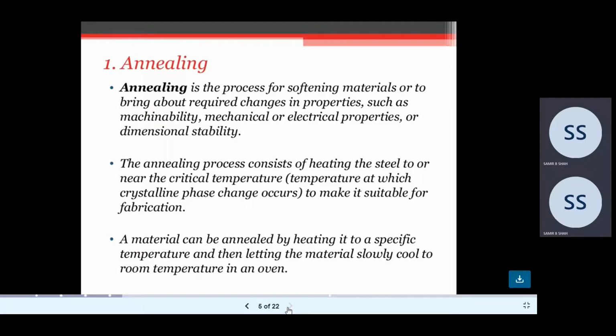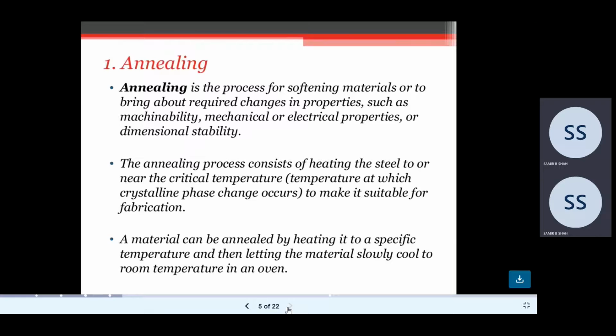Annealing, as we know, is for softening the material, or to bring about required changes in the properties. Which kinds of properties? Like machinability, mechanical or electrical properties, or dimensional stability. If we want to achieve or sustain machinability or mechanical properties, then we prefer the annealing process. In annealing, the steel is heated near the critical temperature to make it suitable for fabrication.